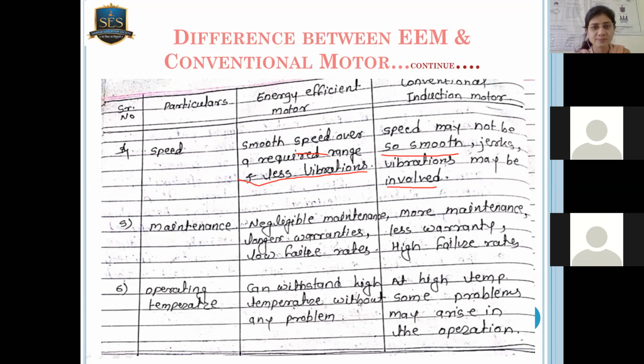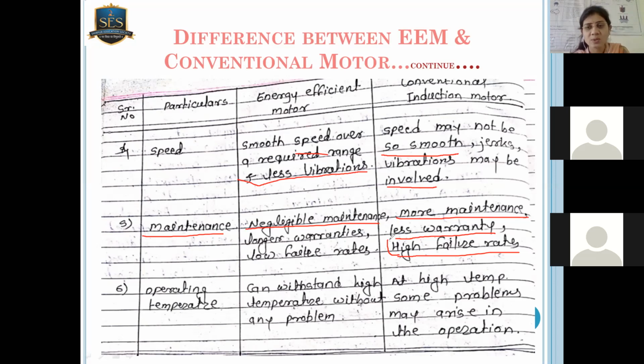So after that, maintenance. Maintenance required for the energy efficient motor is negligible, and these motors have a higher warranty period. In the conventional motor, more maintenance is required, with less warranty and high failure rates. What do high failure rates mean? For example, suppose we purchase a motor that is not an energy efficient motor but a conventional motor. After purchasing it, we have to carry out maintenance continuously, because the mechanical parts or electrical connections keep breaking continuously.